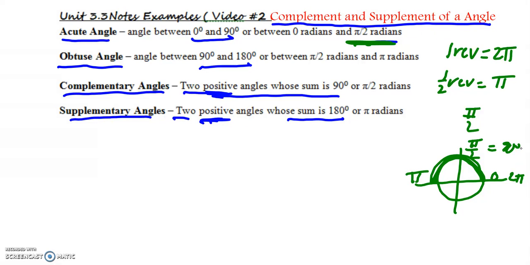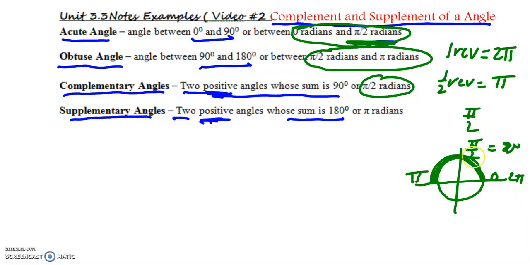So if we look at the definitions, acute makes sense that it's between 0 radians and pi over 2 radians. An obtuse angle would be between pi over 2, or 90, and pi, 180. Complementary angles whose sum would be 90, or pi over 2. And supplementary angles whose sum is 180, or just pi radians. So you can keep looking back up at this for a reference for the problems we're about to do.